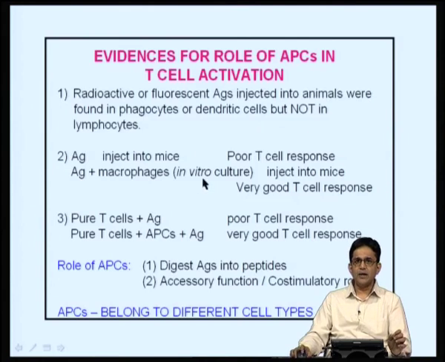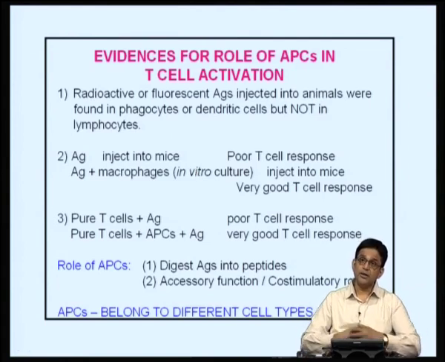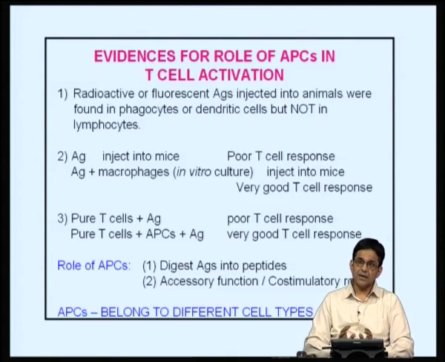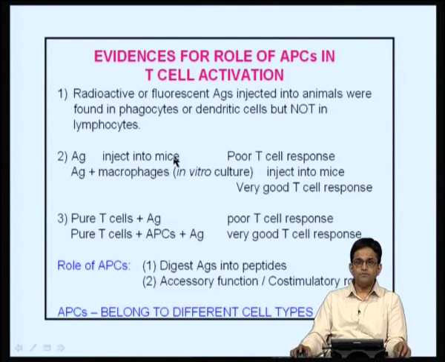Now, if you take an antigen and inject it into a mouse, you get a poor T cell response. But if you take antigens plus macrophages in vitro in culture and inject it, you get a much better response. Antigens by themselves don't give a good response. What you would have to do is take the antigen and mix it with Freund's adjuvant or some other adjuvant, so that you are now able to generate a better immune response. Some aspects of this were covered in the part on innate immunity.